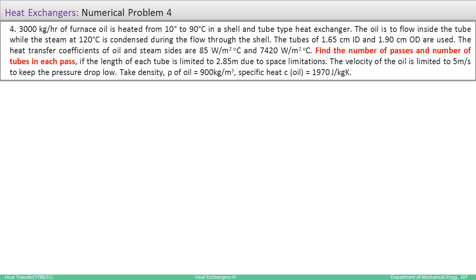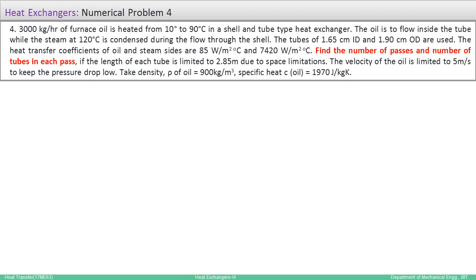The velocity of the oil is limited to 5 meter per second to keep the pressure drop low. Take density rho of the oil as 900 kg per meter cube and specific heat of oil as 1970 joule per kg Kelvin.